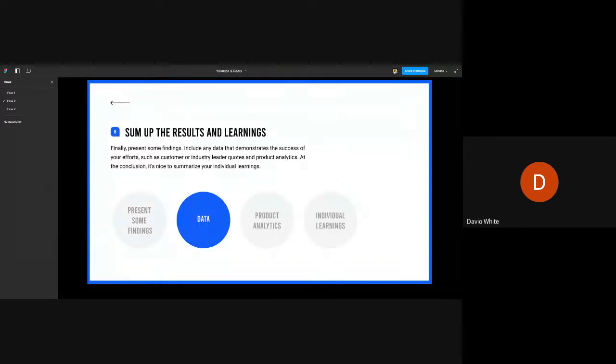If you're writing, just underline that, such as customer or industry leader quotes and product analytics. At the conclusion, it is nice to summarize your individual learnings. So if you had a team, you can summarize everybody's own.